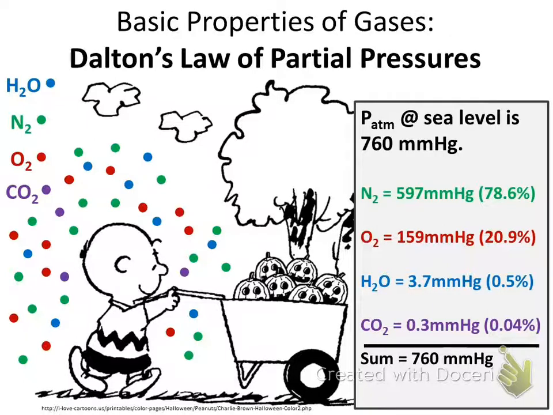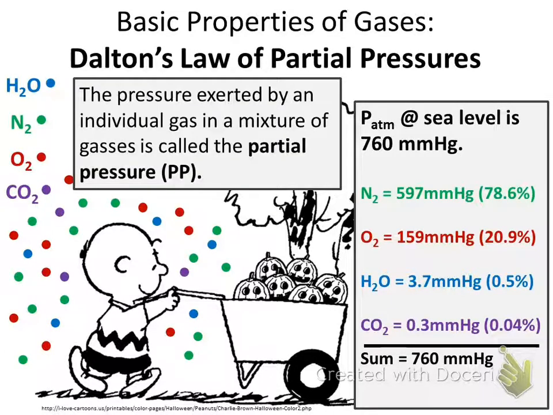Now, these smaller pressures that are being created by the individual molecules, like that 159 for oxygen, that's called its partial pressure. And when we talk about partial pressures, we're going to have abbreviations. So if I wanted to talk about the partial pressure for oxygen here, I would call that the PO2. If I talk about the partial pressure for carbon dioxide, that's going to be PCO2, and so on and so forth.